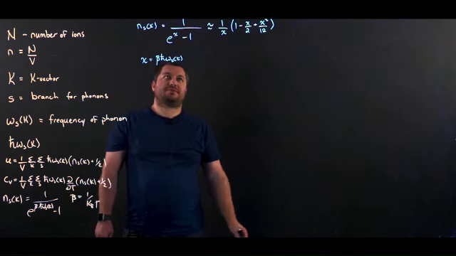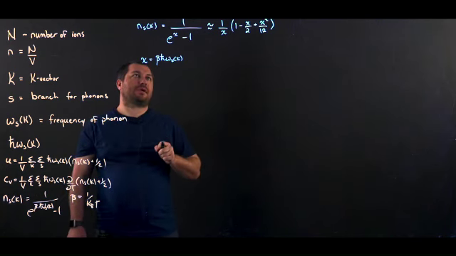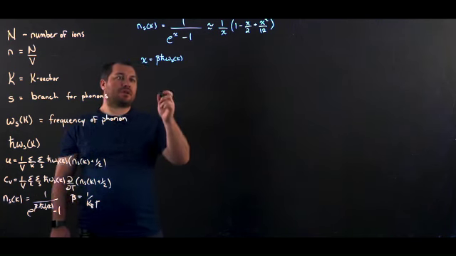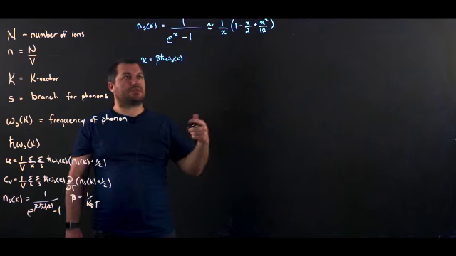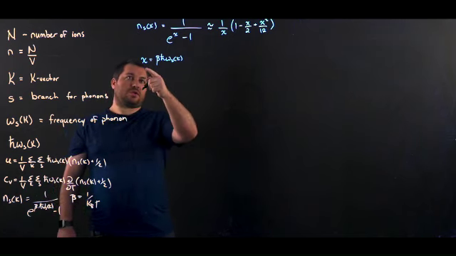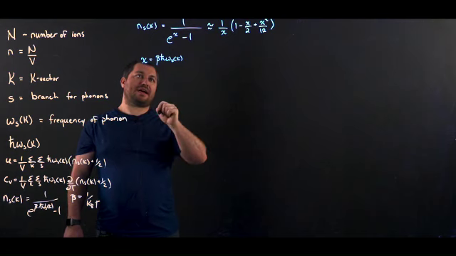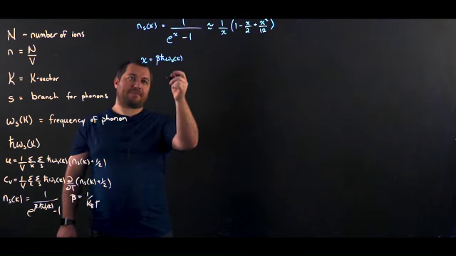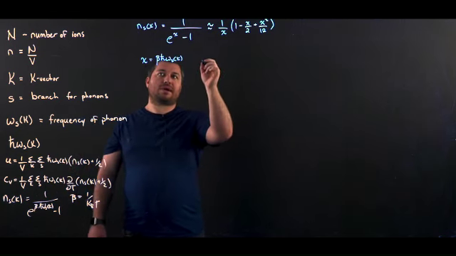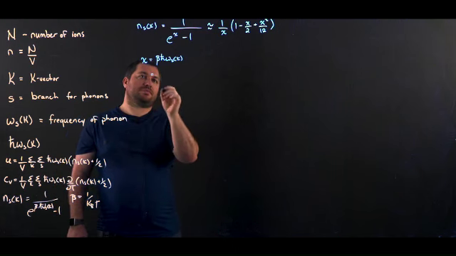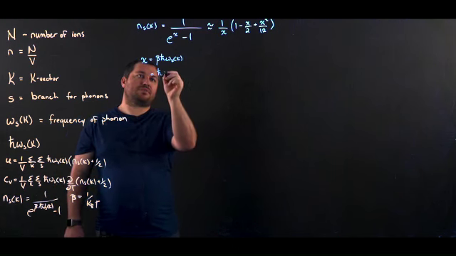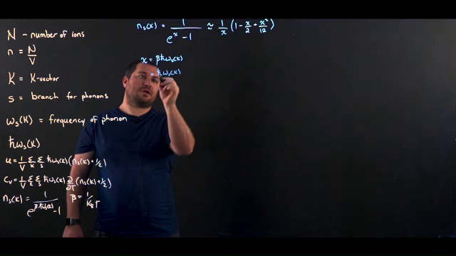So what I'm going to do now is not plug my x in right away. I know from calculus that if I'm going to take a derivative, it may be easier for me to leave this in terms of x, take the derivative with respect to x, and then apply the chain rule. So what I'll do quickly is, all right, I have x as beta h bar omega_s of k. And I know that beta is actually 1 over k_B T. So what I've got here is h bar omega_s of k over k_B T.